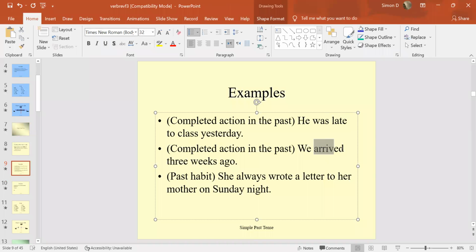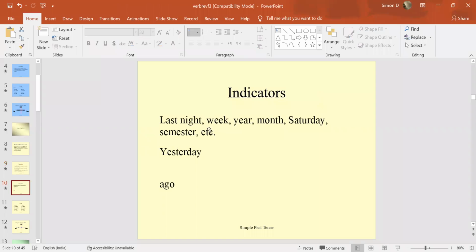We arrived 3 weeks ago. Arrived 3 weeks ago, so that is a completed action in the past. She always wrote a letter to her mother on Sunday night. She wrote a letter. That would be a past habit. Even if it's a habit in the past, you can use the simple past here.